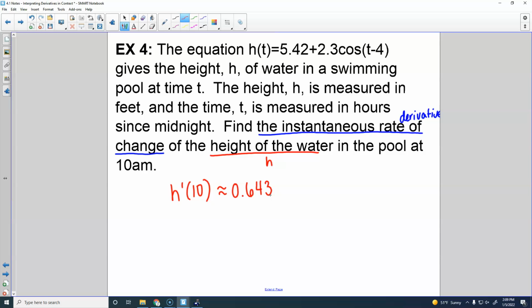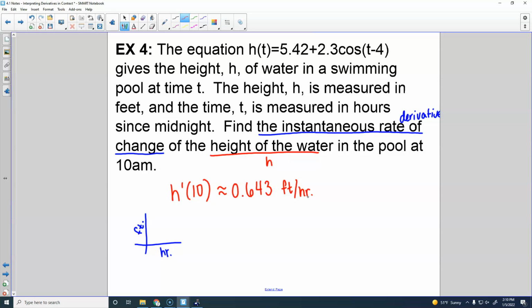Now let's think about units, because a lot of times these problems are going to ask you for units. So what is on the x-axis? Time, and it is measured in hours. And the y-axis is height. It is measured in feet. So this would be feet per hour. And since this is positive, it would mean that the height is increasing at that rate. If we had a negative, then it would mean the height is decreasing.